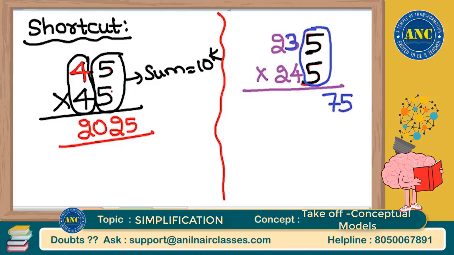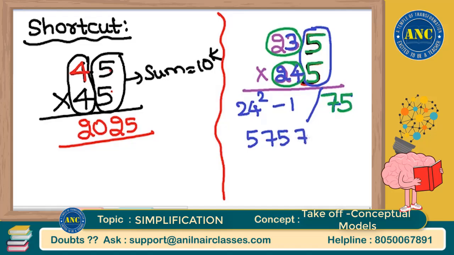Why will it end with 75? This also I taught you yesterday. 23 is an odd number, odd 5. 24 is an even number, even 5. Odd 5 into even 5, different family. It will always end with 75. Yesterday all these things I discussed, sir. Now see here, 75 are the last two digits. How to get the previous digits? The bigger number is 24. Square it, subtract 1. 24 square is 576. Subtract 1, 575. The last two digits are 75. This should be the answer.